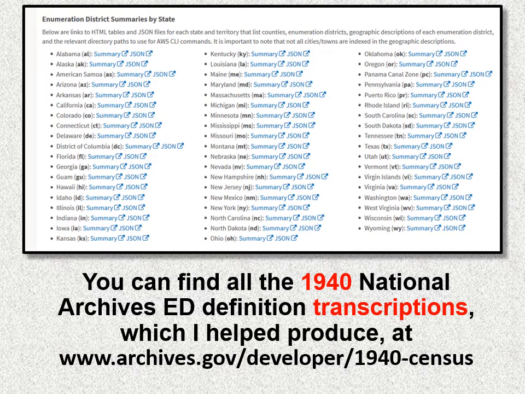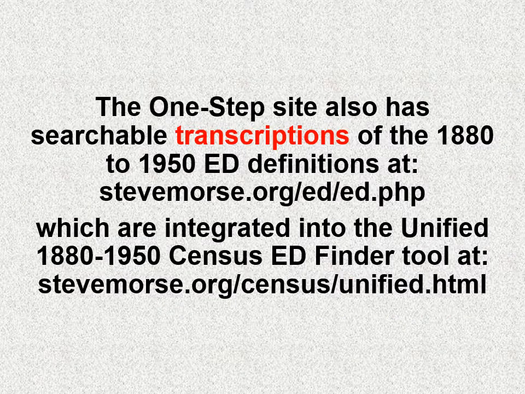So let's look at transcriptions. Now, it turns out that the National Archives does have transcriptions of the 1940 EDs, and I'm showing you the address for that. I actually helped with the production of the ED information. But it's still easier to use the One-Step website. The One-Step website has searchable transcriptions of the 1880 to 1950 ED definitions at stevemorse.org/ed/ed.php. And those are integrated into the Unified tool, and that's why we call it the Unified tool. I'm showing you where that is as well.